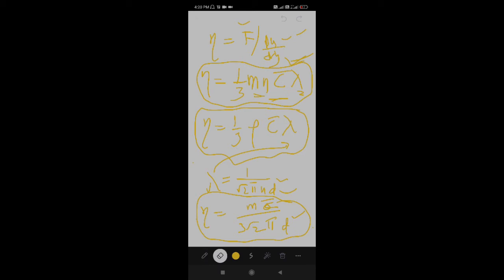Now let us try to find the dependency of eta on other factors. Is there any n in this final expression? No. So the coefficient of viscosity is independent of the number of molecules per unit volume, the number density. Why? Because n is not there in this formula, that you have to remember.